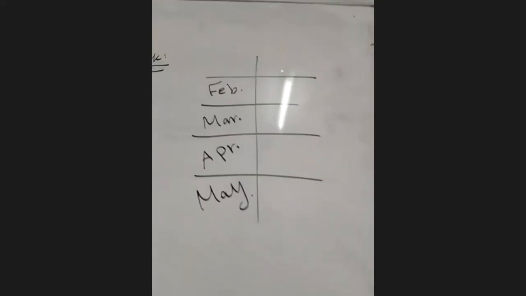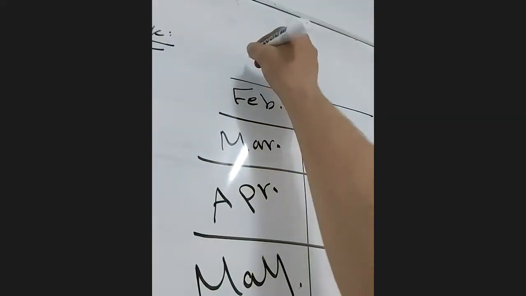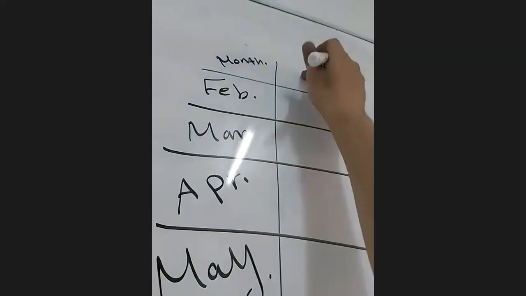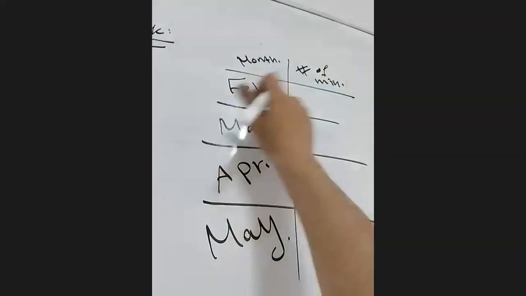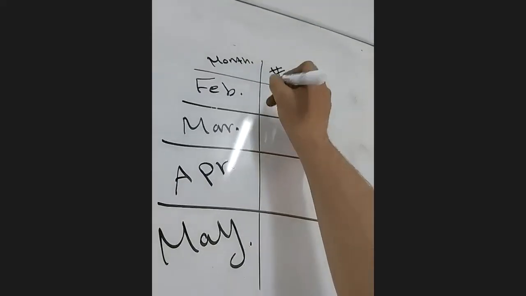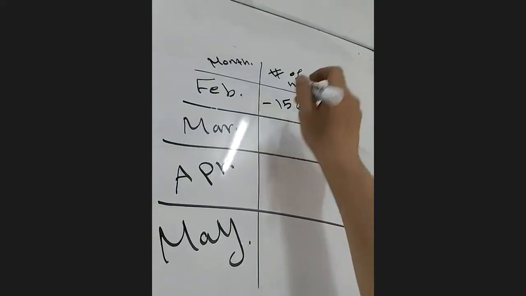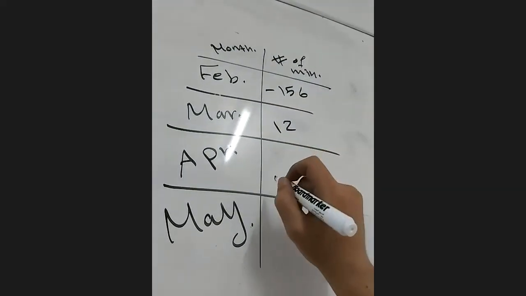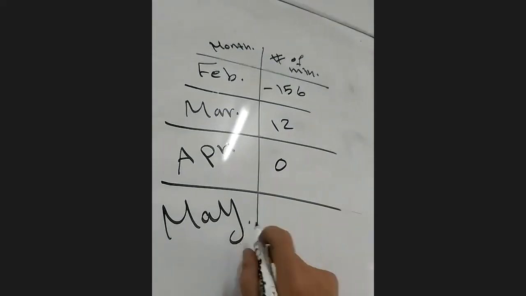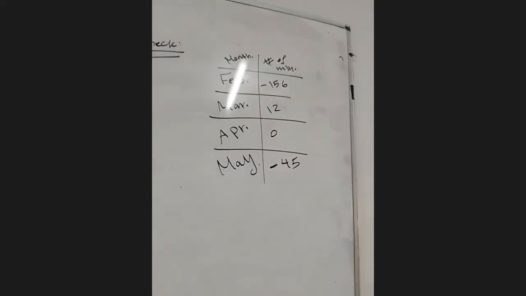First one, in the table. Go to the table now. What did they write here? Month, and number of minutes over or under. Okay, number of minutes. Now, the number of minutes for February is what? Tell me. Negative 156. March, 12. April, 0. May, negative 45. What does the question want, Shukri?